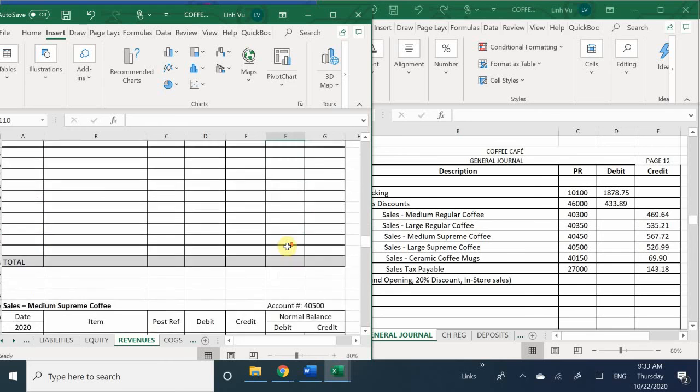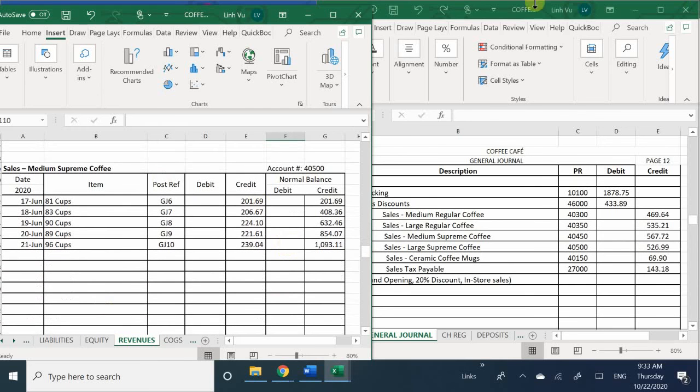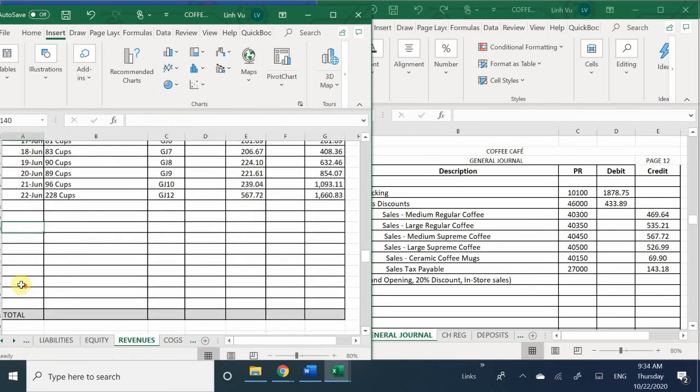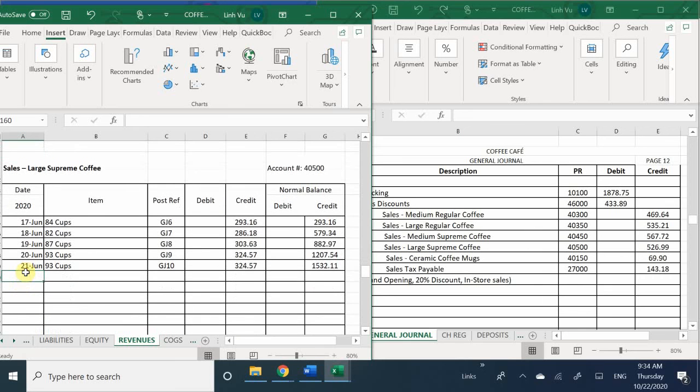Right. Good. And go to the medium Supreme coffee. Yes, that's 228 cups. GJ12, and then 567.72, making a total of 1660.83. 1660.83. Very good.